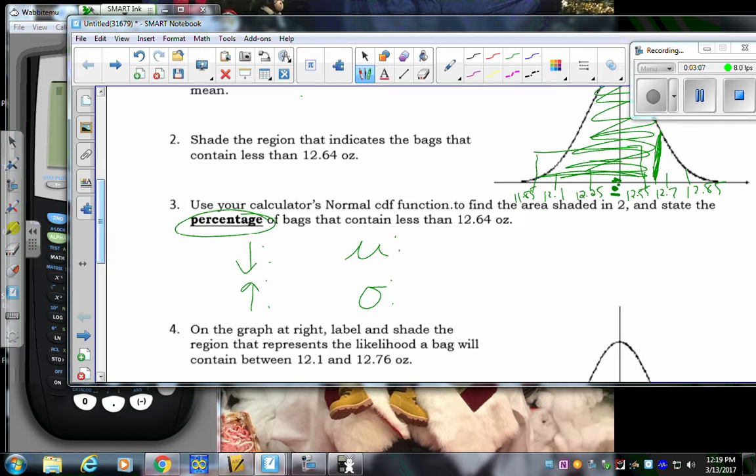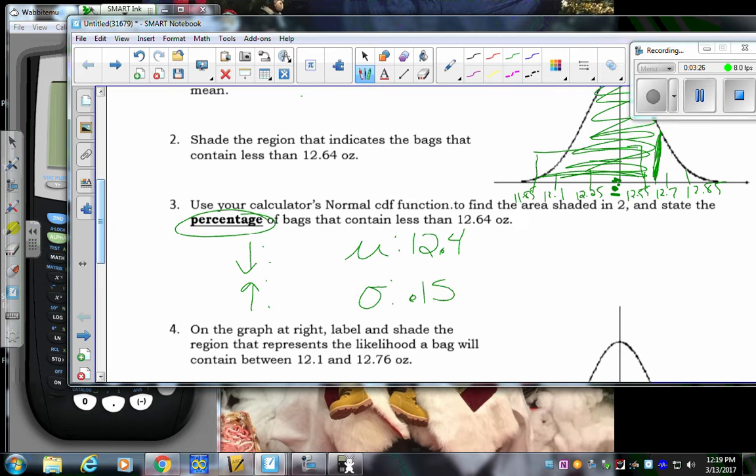So let's think about this. What this means, the arrow down is saying your lower boundary. So we're telling our calculator, hey, find the area between these two numbers. Okay, the arrow down is your lower. The arrow up is your upper. The mean is the mean. So we said our mean in this problem was 12.4 and our standard deviation was 0.15.